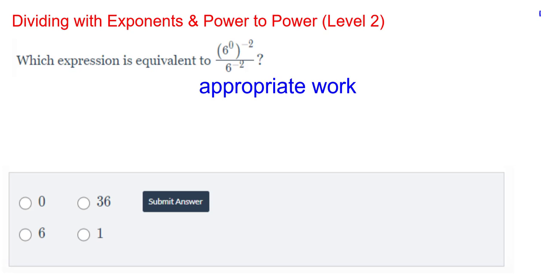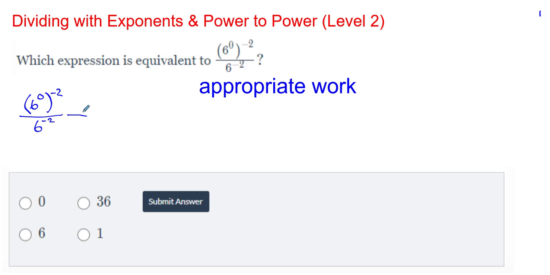Dividing with exponents and power to power, level 2. So let's start with the original problem. We have in parentheses 6 to the power of 0, inside parentheses with the power of negative 2 on the outside. And then we have our fraction bar. And in the denominator we have 6 to the power of negative 2.